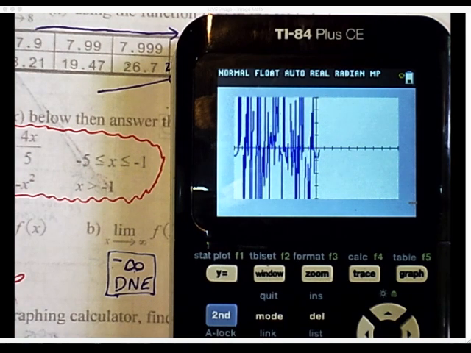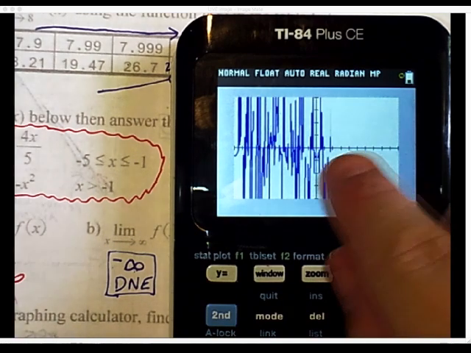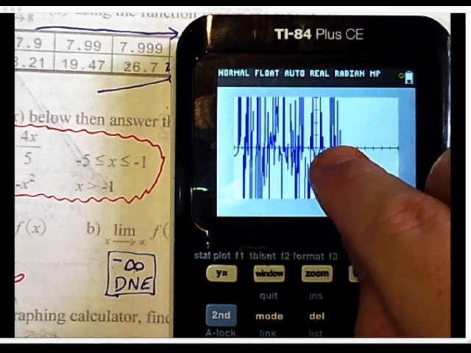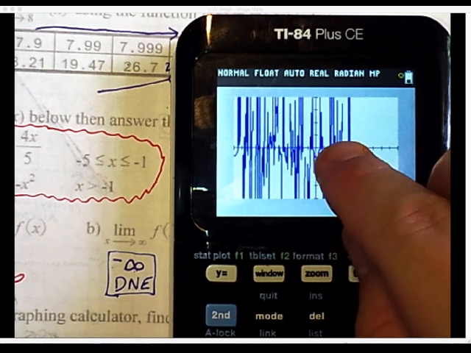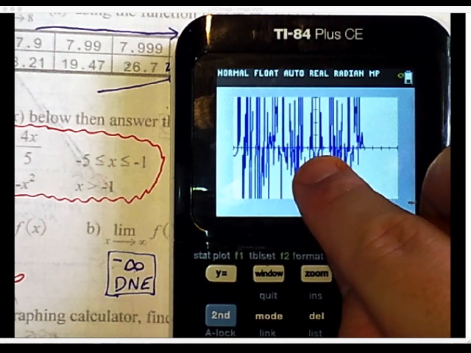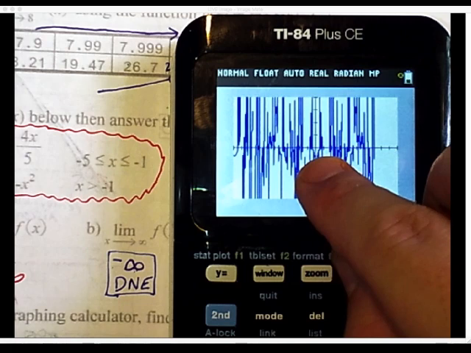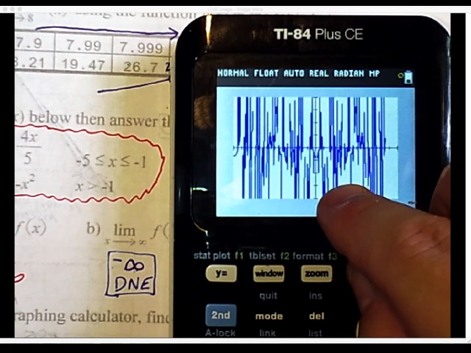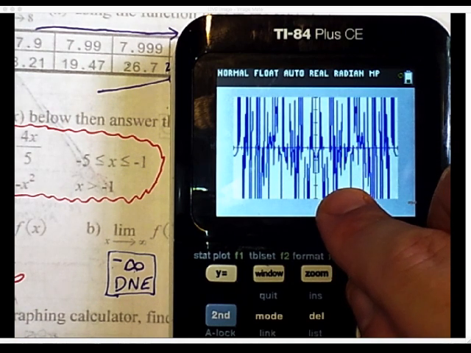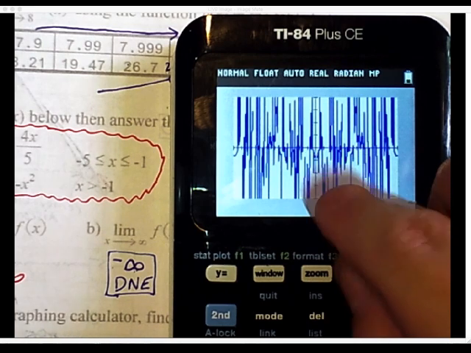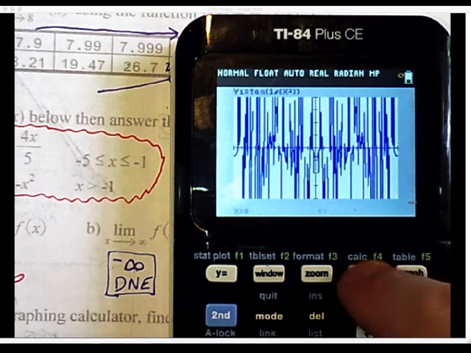So this graph is not helping me out. As I get really close to the y-axis here, it might look like it's coming close to a certain y value, right down here at the bottom, kind of estimating that might be like -2/3 or something like that, right there. So let's just go ahead and try to trace.